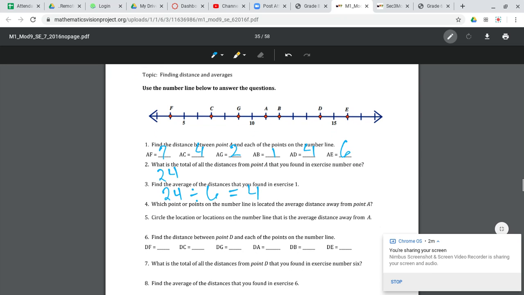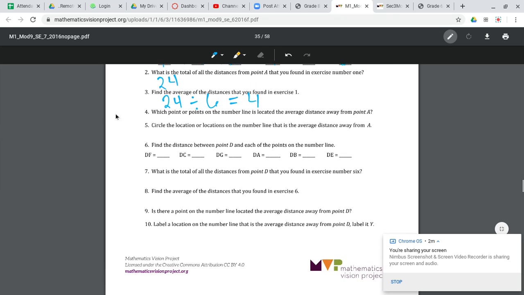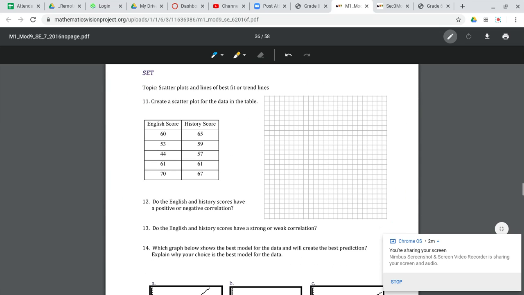All right, so for 4 and 5, you're going to use what we did in 3 to identify any points that are exactly the mean or average distance from A. Then for 6, you're going to do it all over again, but you're going to be using point D this time, point D, okay?